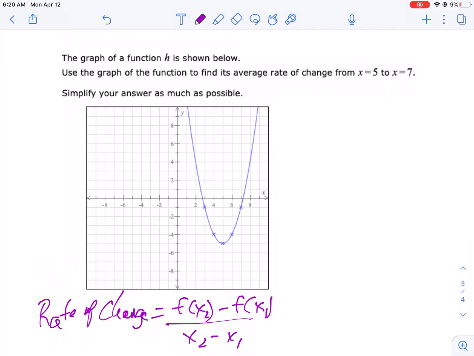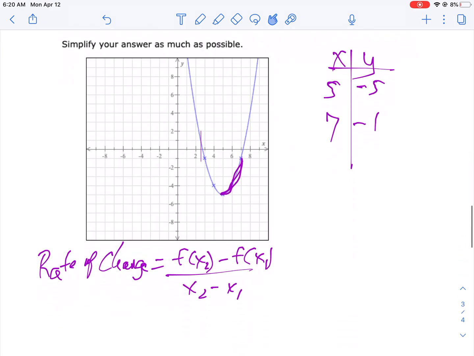So I'm going to make a little table here. When x is 5, your y value is negative 5. When x is 7, our y value is negative 1. So what happens is we're looking at this rate of change from 5 to 7. I want to find the average rate of change. Looks like it's going up, isn't it?